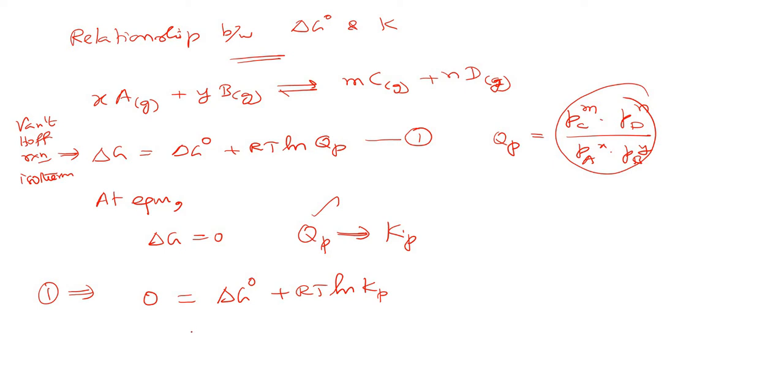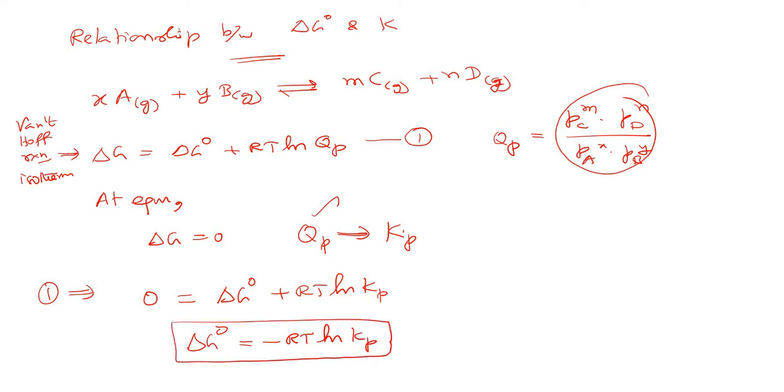So therefore delta G naught can be given as, what is delta G naught? Delta G naught equals minus RT ln KP, right? This is the relationship between the standard free energy change of the reaction and the equilibrium constant. Remember, the standard free energy change depends on temperature. So keep this in mind, it's very, very important.